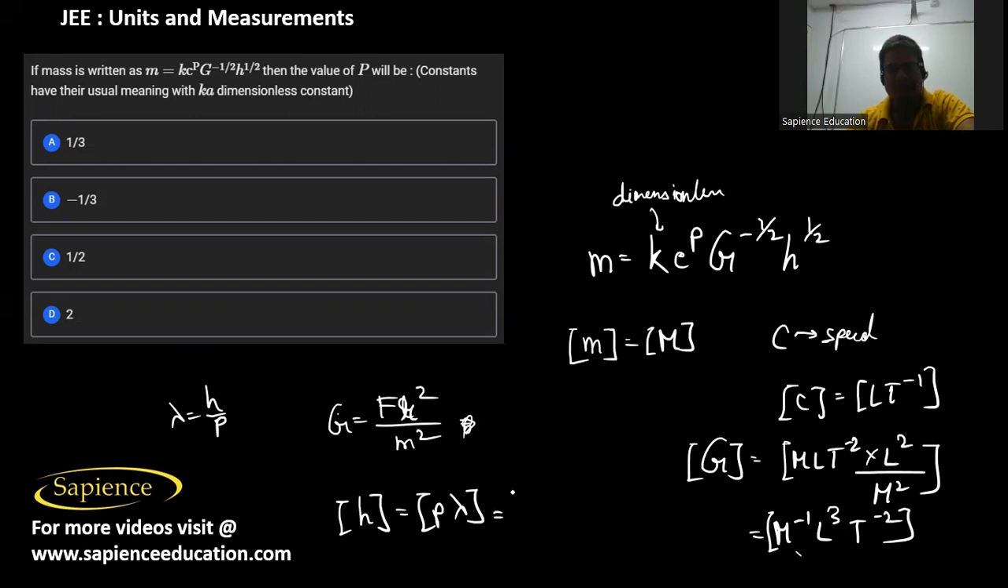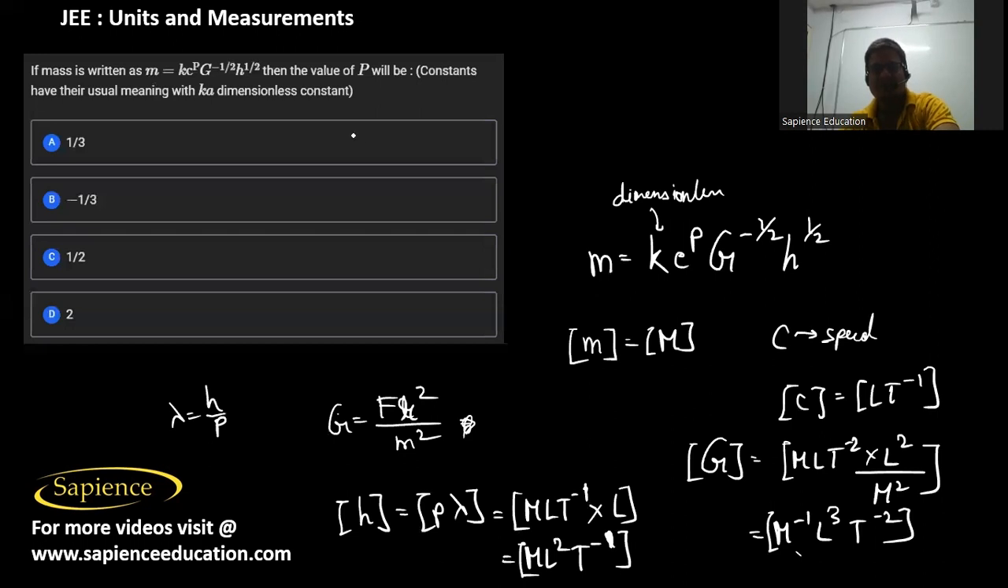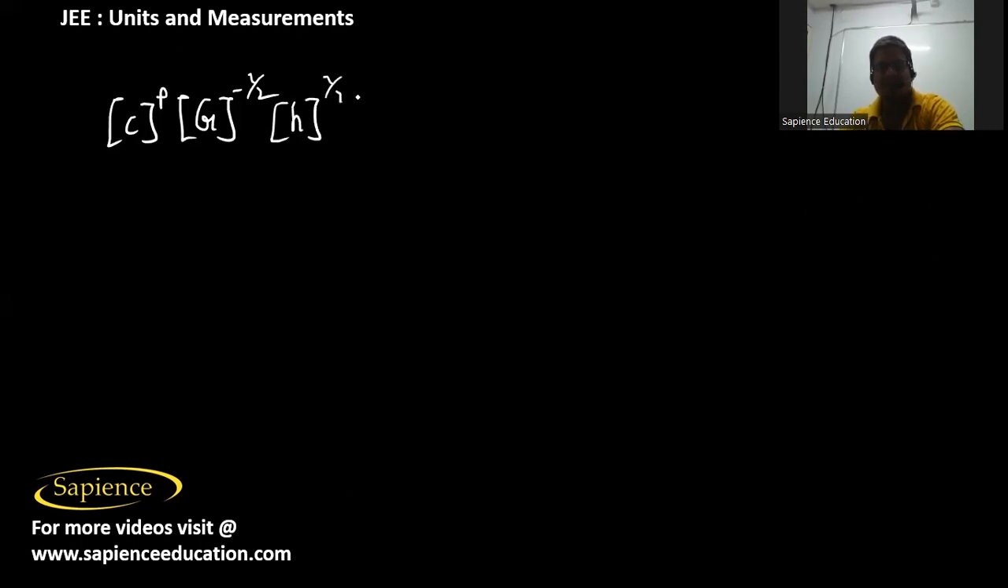So that is equal to momentum, which is mass into velocity, into the length. So that is M L square T power minus 1. So therefore the dimensional formula for c power p into the dimensional formula for G power minus half into the dimensional formula for h power half should be equal to the dimensional formula for mass.